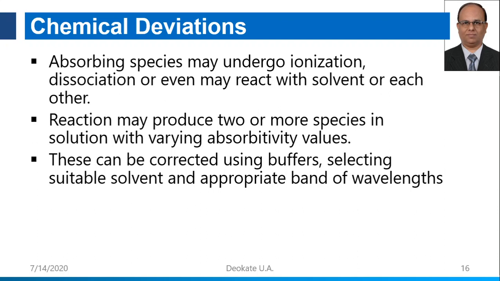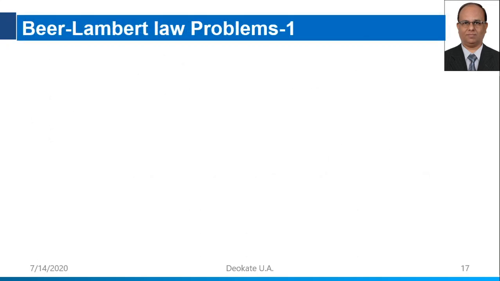This can be corrected using buffers. If a pH change is there, you can have a buffer in your solution. Selecting a suitable solvent: if we are not able to use water as a solvent, we can go for methanol or some other solvents. An appropriate band of wavelength: we have to work with a narrow bandwidth or narrow band of radiation. Then this problem can be overcome. So this is the chemical deviation.